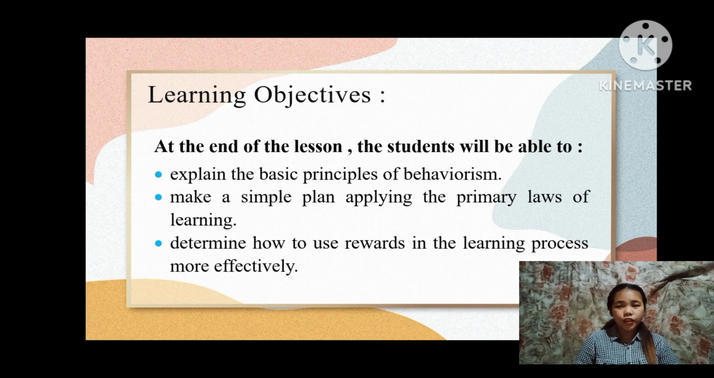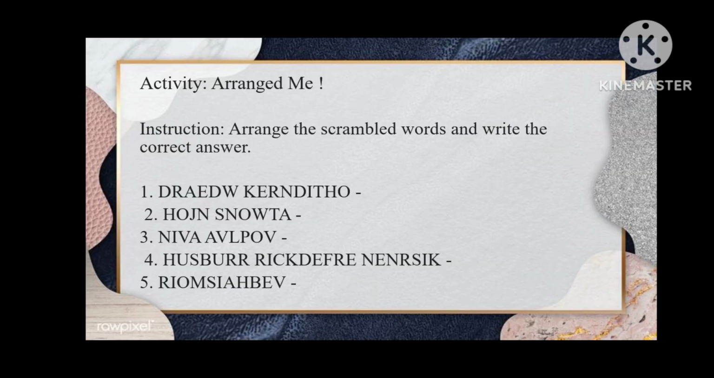So these are the learning objectives. At the end of the lesson, the students will be able to, first, explain the basic principles of behaviorism. Second, make a simple plan applying the primary laws of learning. And third, determine how to use rewards in the learning process more effectively.